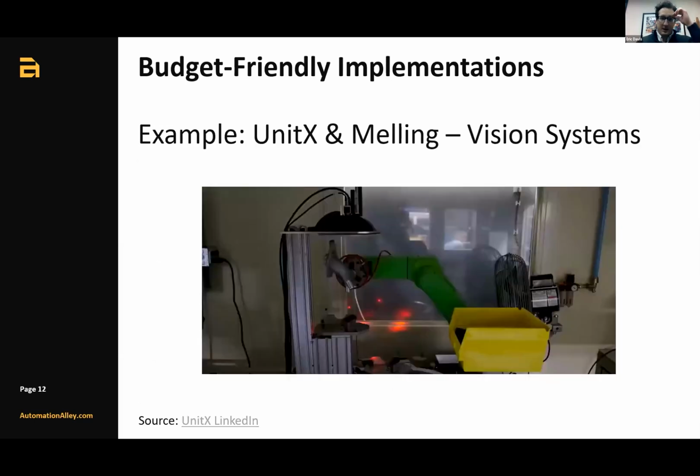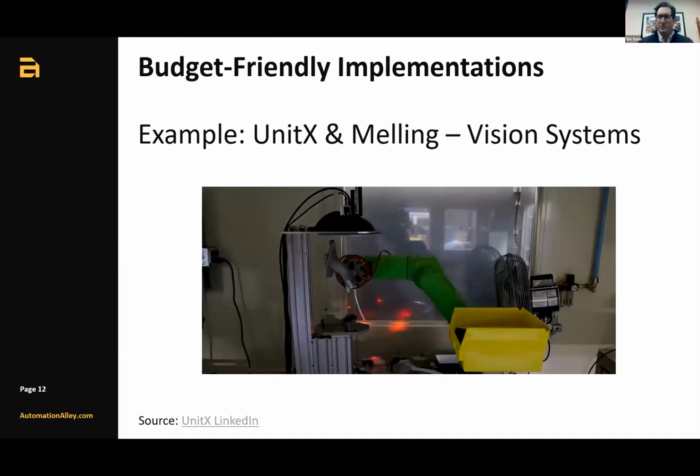The next piece is an implementation between Unit X, who are part of our Industry 4.0 Accelerator program, and Melling. Now there's a video associated with it. It's attached to the PowerPoint. You can watch that later, but just for the sake of time, I'll just keep moving on. But essentially, Unit X and Melling work together.